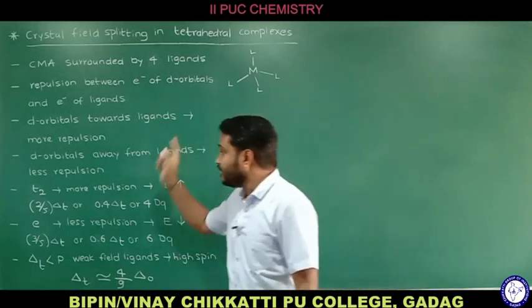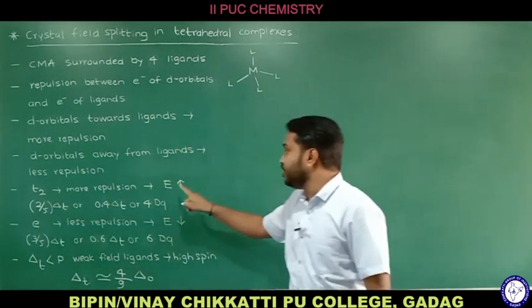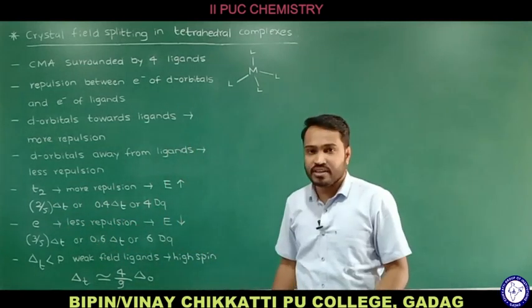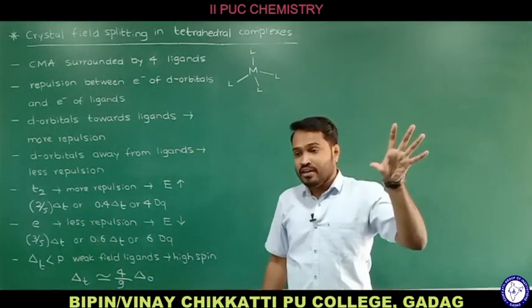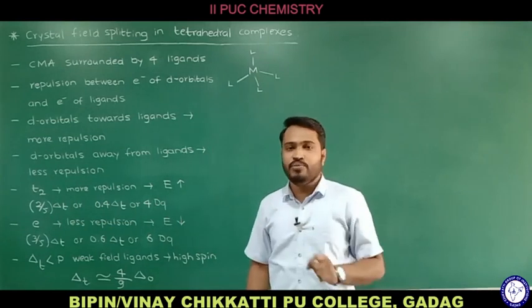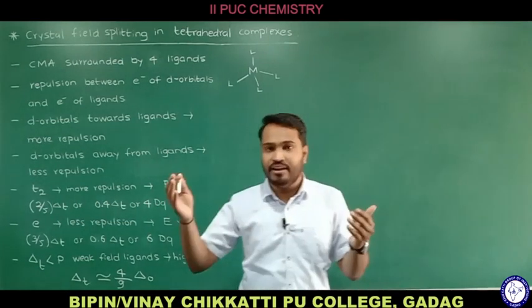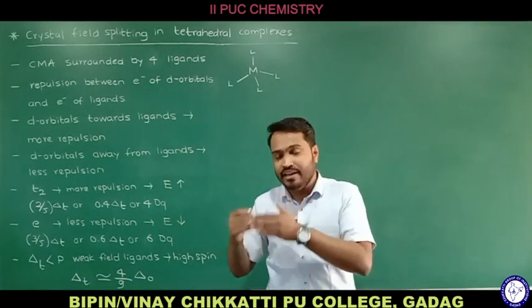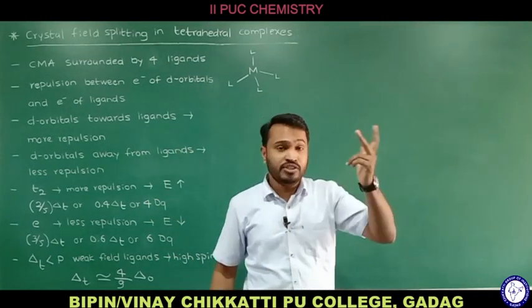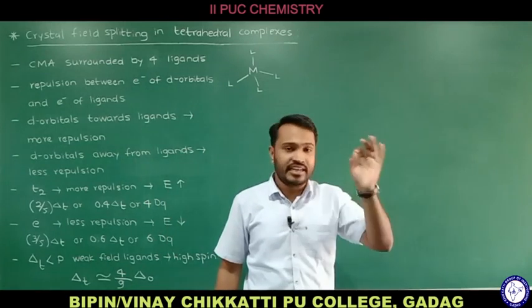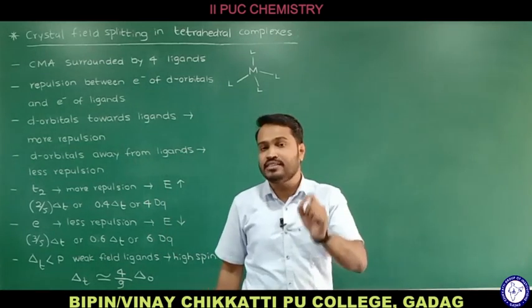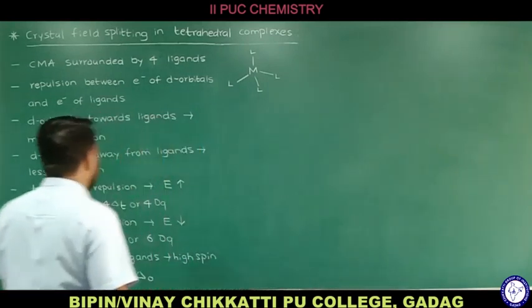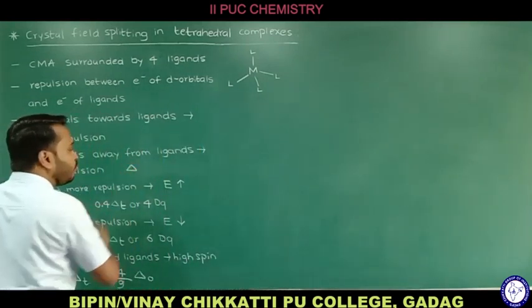Remember that in a tetrahedral complex T2 will have more energy and E will have less energy. Of course, when the degeneracy of the d atomic orbitals is lifted and split, from this concept we know that T2 will be at higher energy and E will be at lower energy. The difference between these two energy levels, T2 and E, we call the crystal field splitting energy. In general we write this with the symbol delta.